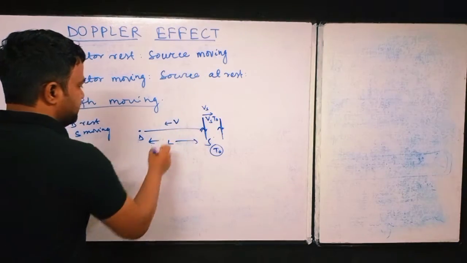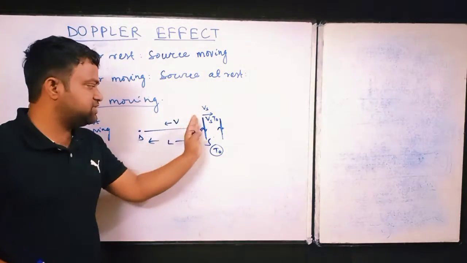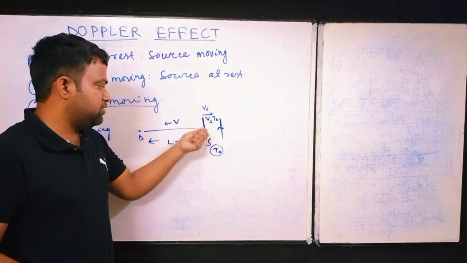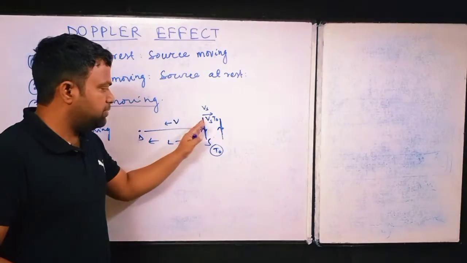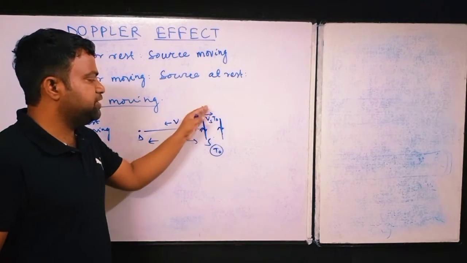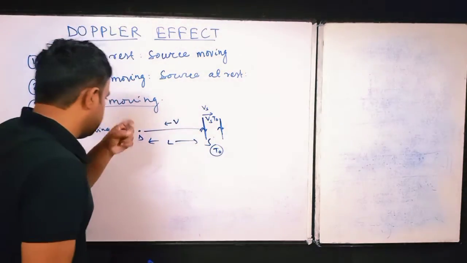So this is your V. Don't confuse V with Vs. Vs is the source moving. Suppose an ambulance is producing the sound and moving ahead; this is the speed of the ambulance, let's say Vs, and the detector is at rest.